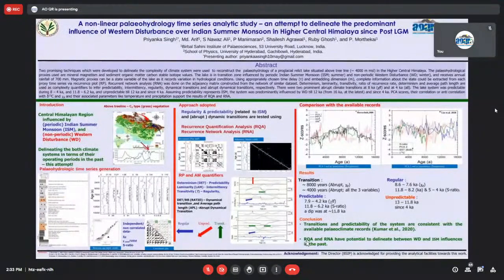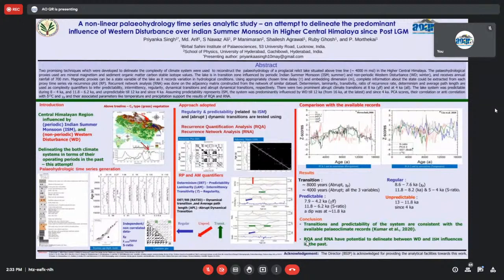So the result says that at 4 Ka and 8 Ka, the system was in transition. Then, during 11.8 to 6 Ka and 7.9 to 4 Ka, the system became predictable. During 11.8 to 8.2 Ka, 8.6 to 7.6 Ka, and 5 to 4 Ka, the system was regular. And during 13 to 11.8 Ka, and since 4 Ka, the system became unpredictable.